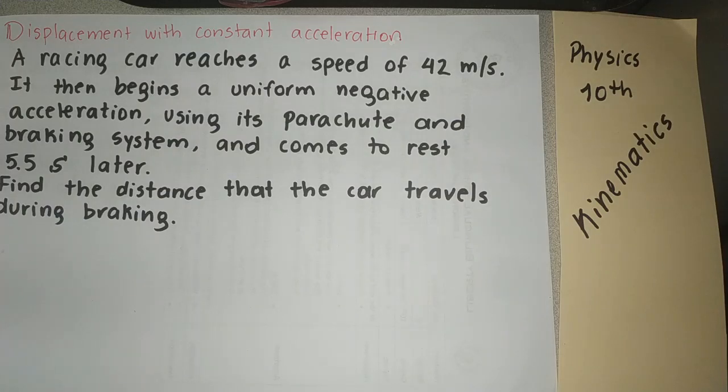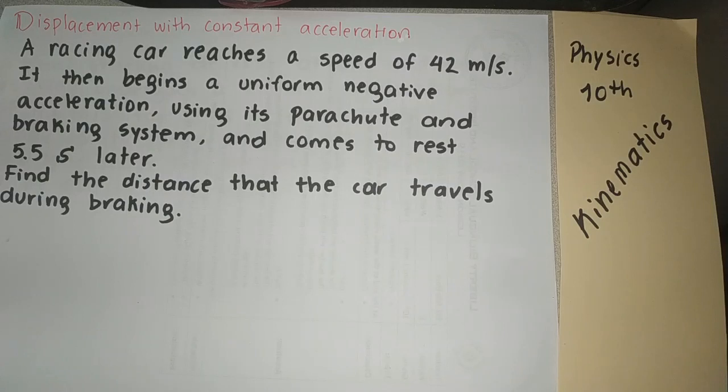You can find it on page 49. Now I'm going to read the problem. A racing car reaches a speed of 42 meters per second. It then begins a uniform negative acceleration. Using its parachute and braking system, it comes to rest 5.5 seconds later. Find the distance that the car travels during braking.